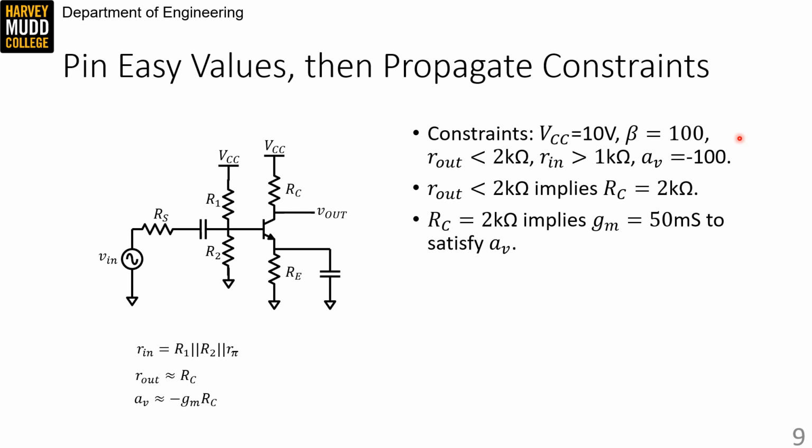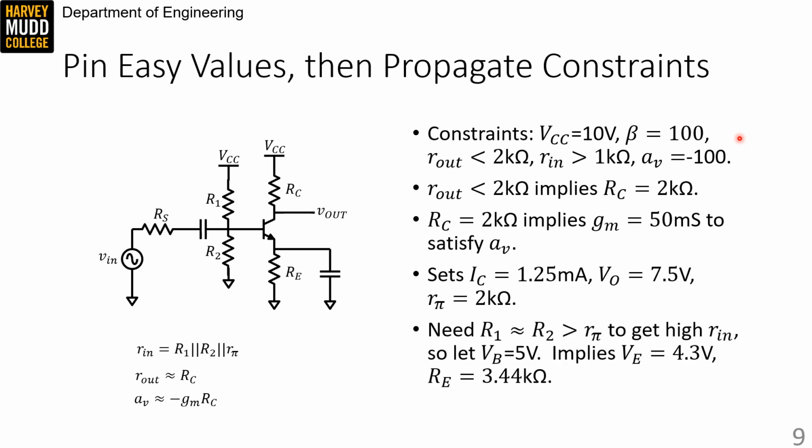If we know RC, then we can find the gm we want in order to get our gain at the right value. And that in turn implies an IC value because gm is equal to IC over phi t. Finding IC is a big deal in amplifier design, and it usually cracks the rest of the design wide open. In our case, it tells us that our large signal Vout, which is VCC minus IC RC, will be 7.5 volts, and that RPi, which is beta phi t over IC, is going to be 2 kiloohms.